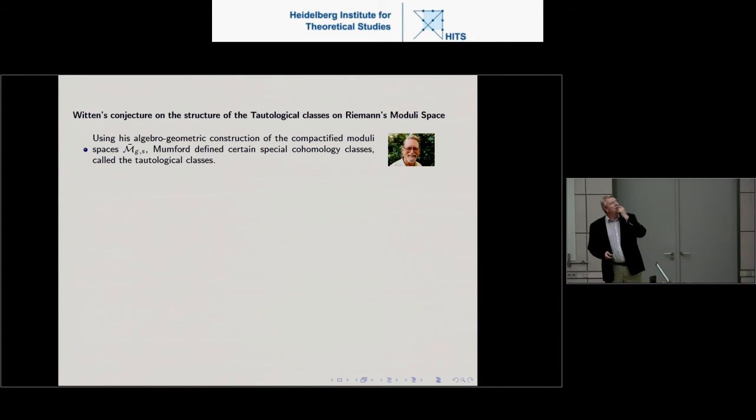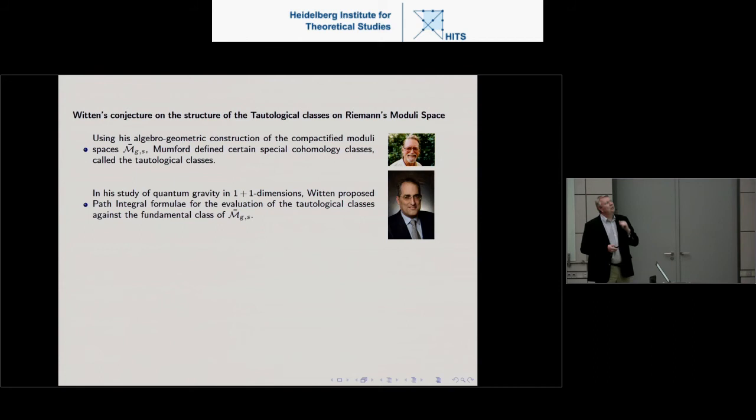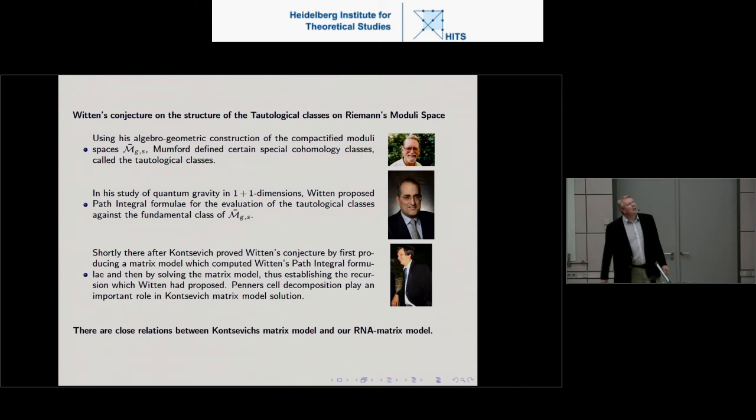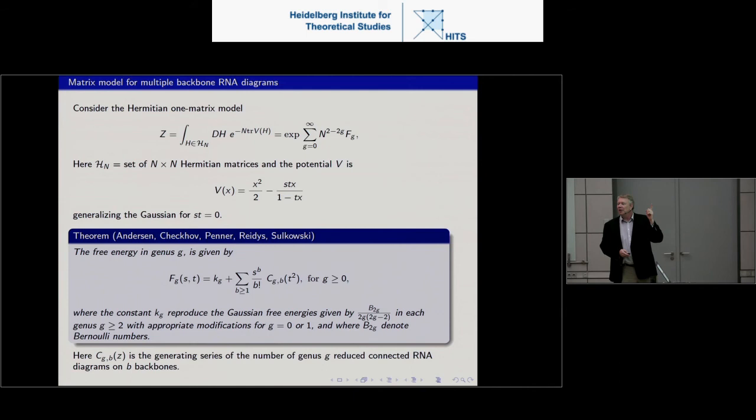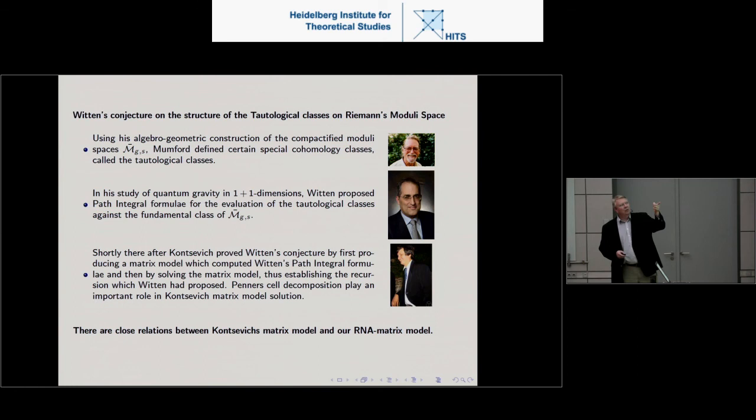Let me end with the following remark, going back to Mumford again and this moduli space. He defined a certain set of tautological classes on this moduli space. Witten introduced a path integral formulation of the evaluations of these tautological classes, and gave it as a challenge to the community to figure out how to evaluate all of these. One of the reasons Kontsevich got the Fields Medal was that he solved that path integral, and he solved it using the same thing we are using here, namely Penner's cell decomposition of this moduli space. He reduced it to a matrix model, very similar to this one but slightly different. So again, quantum field theory techniques solved the problem. In this case it wasn't exactly RNA counting, but a slightly different problem that was very important in math. But similar techniques also solve problems in biology, as this has illustrated.